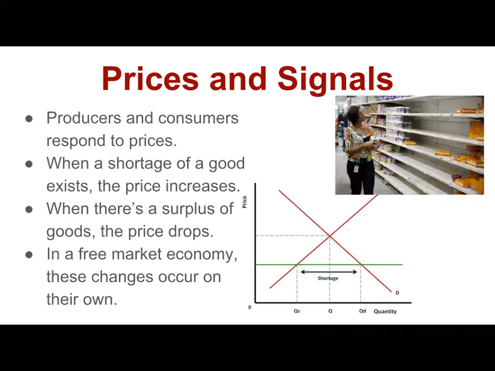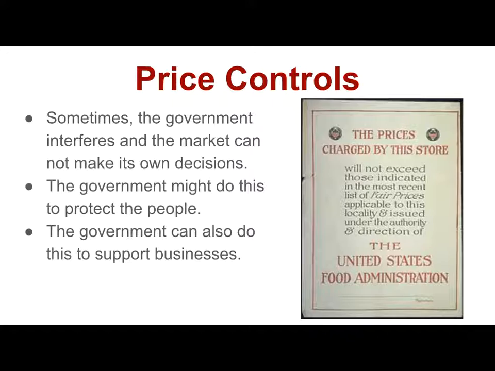When there's a surplus of goods, your price will drop. Now, in a free market economy, remember we learned about free market economies and we learned about command economies and traditional economies and mixed economies. In a true free market economy, all of these changes occur on their own. Prices will rise and fall until consumers and producers find that equilibrium price. But there exist things called price controls. We live in a mixed economy where the government does interfere with these market relationships.